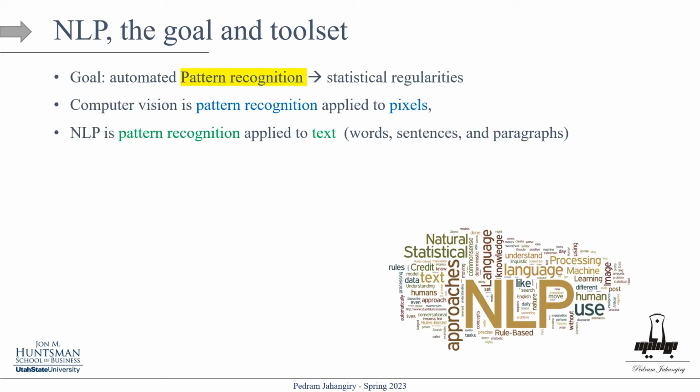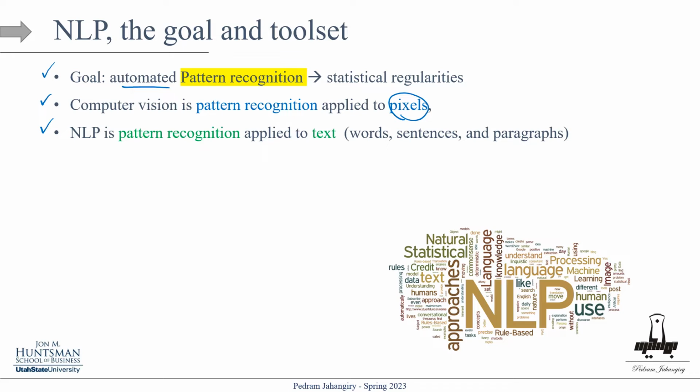So just to reiterate, the goal in NLP is to automate this pattern recognition. What is a pattern at the end of the day? It's basically statistical regularities. The goal is to find those statistical relationships from the data. This should be quite familiar. We have seen this in computer vision as well. Actually, indeed, in computer vision, we said that pattern recognition is applied to pixels. We wanted to come up with high-level features at the end of the day that can basically represent the data, the pattern in the data, right? NLP is pattern recognition applied to text.